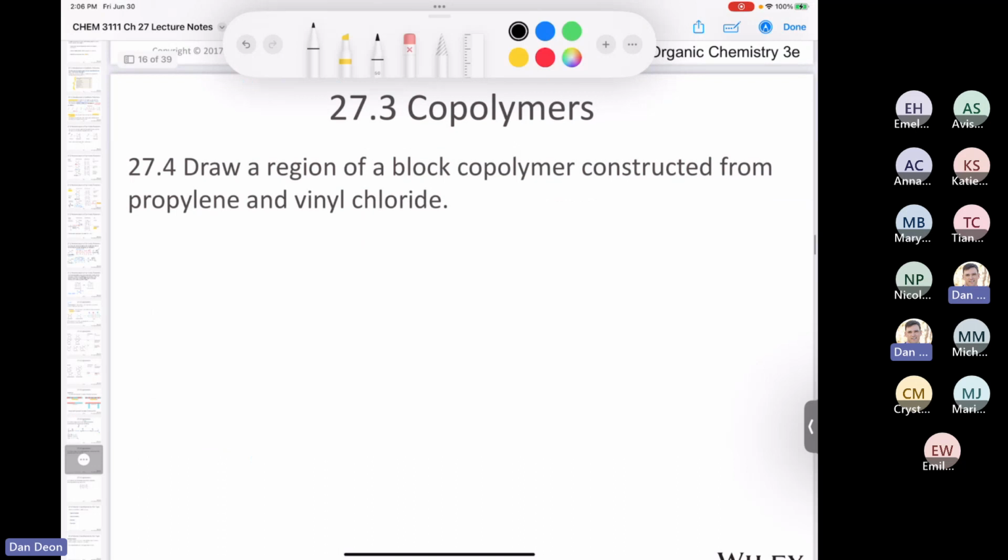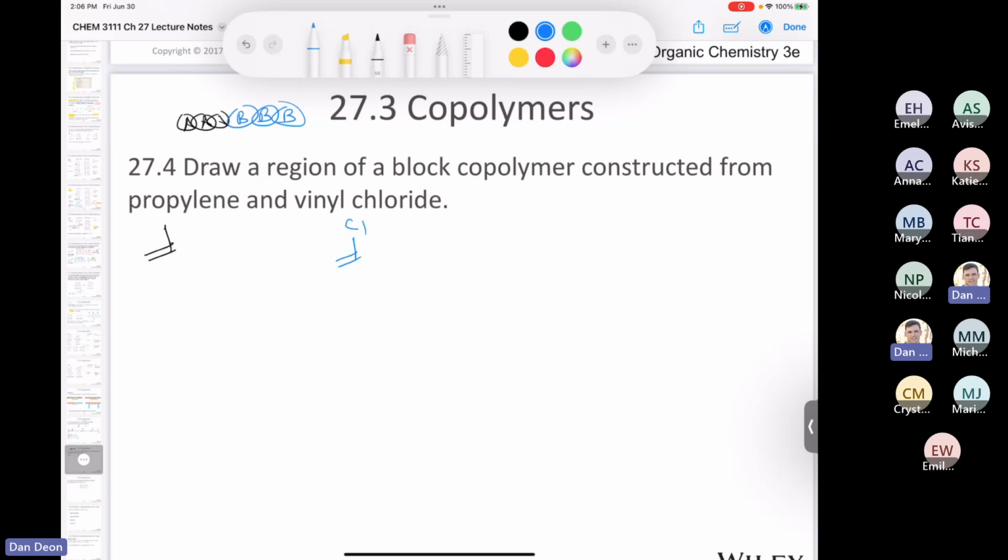This also deals with copolymers. It says draw a region of a block copolymer constructed from propylene. So propylene is this compound, and then vinyl chloride. And vinyl chloride is this compound. So if it's a block copolymer, why don't we just put 3 and 3? So we'll do something like this. We'll do A, and then we'll do B, B, B. That will be our copolymer.